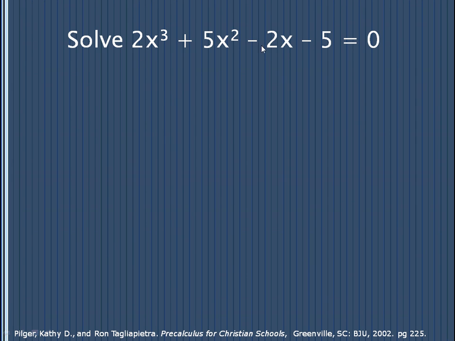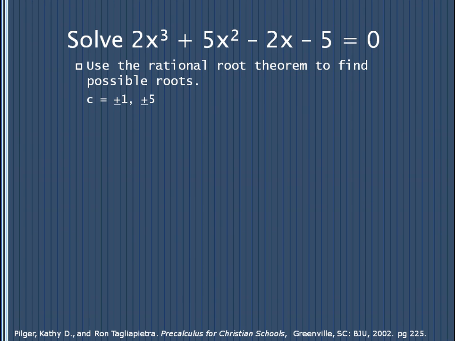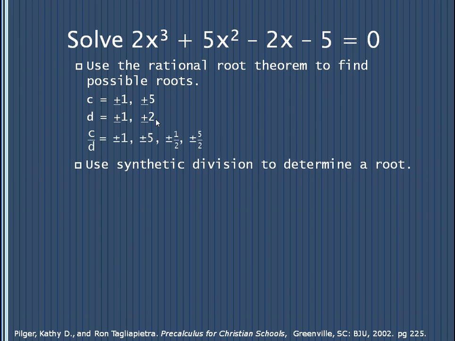So now for C over D, we want to take all possibilities of C over D. So we have 1 over 1, 1 over 2, 5 over 1, 5 over 2. Those are our possibilities, and plus or minus for all of those. Let's get started trying. Use our synthetic division, so we bring down our coefficients, 2, 5, negative 2, and negative 5. Let's start with a positive 1. Bring down the 2. 1 times 2 is 2, plus 5 is 7. 1 times 7 is 7, plus negative 2 is 5. 1 times 5 is 5, plus negative 5 is 0.